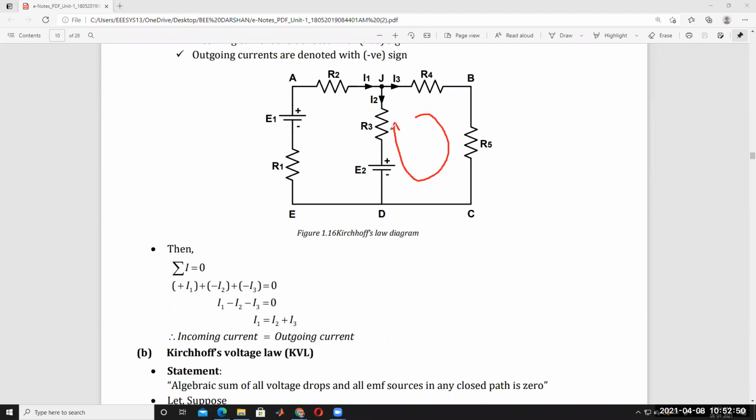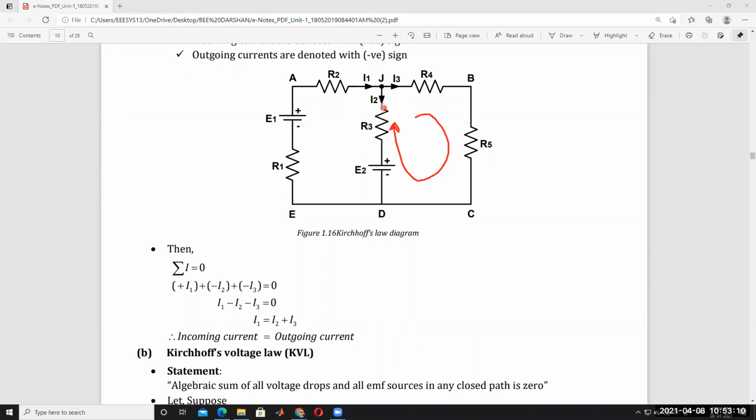Let us assume it in the clockwise direction. So our current direction is called the loop circuit current direction, but this branch current direction is opposite. The loop current and the branch currents are in opposite directions.